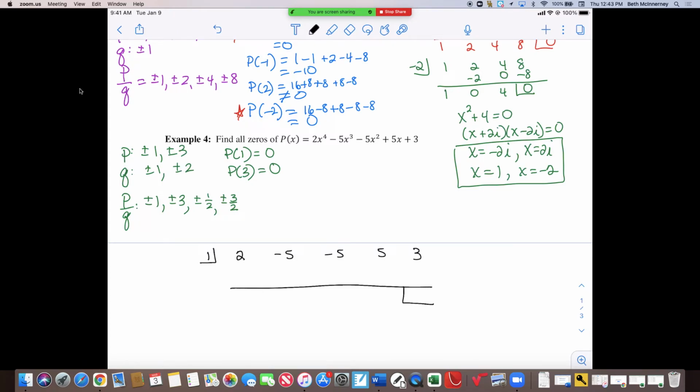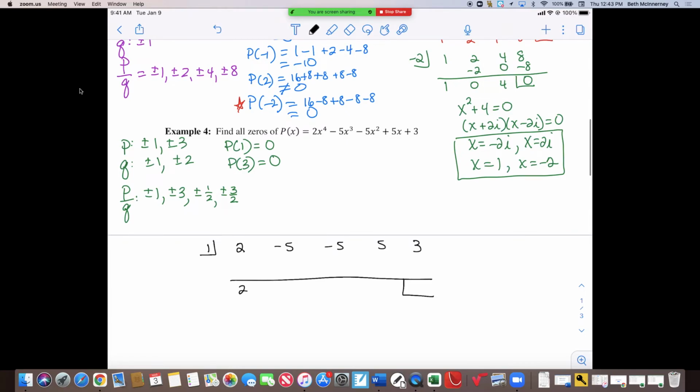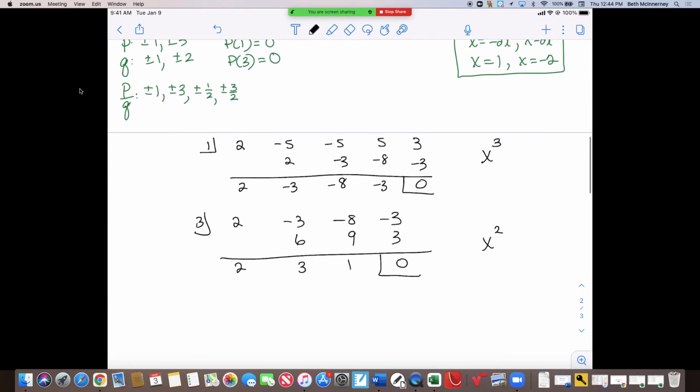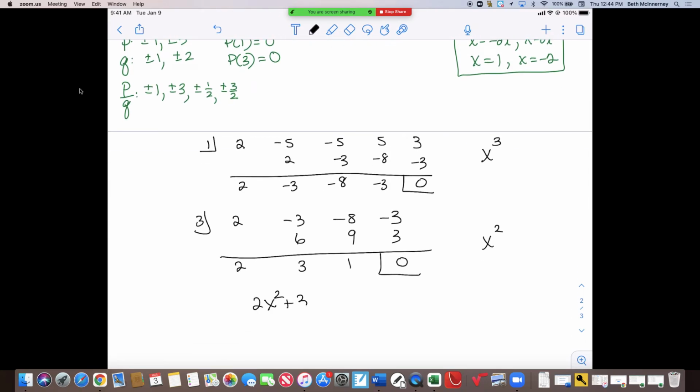Yeah. All right, I'm going to go ahead and do this one. I'm going to bring down the 2. Okay, now I'm going to use the 3 with this depressed polynomial. So like this one resulted in an x cubed, and this one's going to result in an x squared. That's what I mean by that. All right, then you're getting 2x squared plus 3x plus 1. So this one factors. I'll pause and give you a head start. See if you can factor this one.